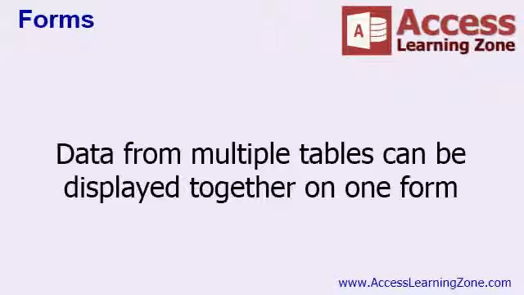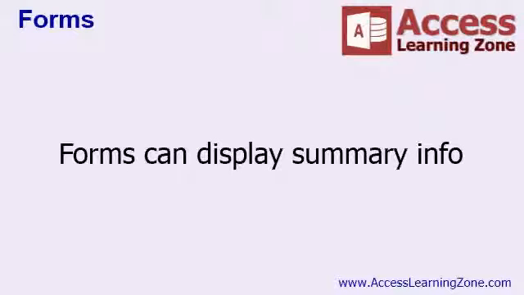Data from multiple tables can be displayed together on one form. For example, you could show the contact history for each customer on the customer form in something called a subform. You could also show their last couple of orders in a subform on the main customer form. We'll talk about subforms in a future class. Forms can display summary information. If you have a form that shows a list of a customer's orders, you can put a total of those orders in the form footer.